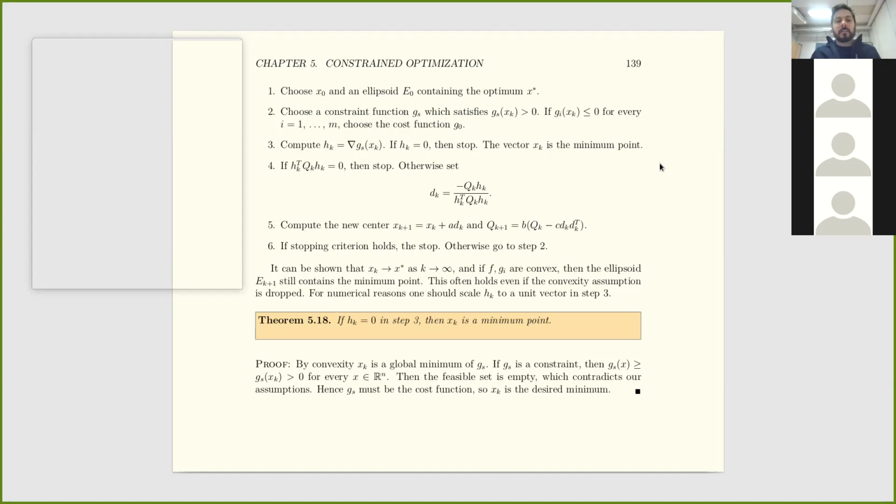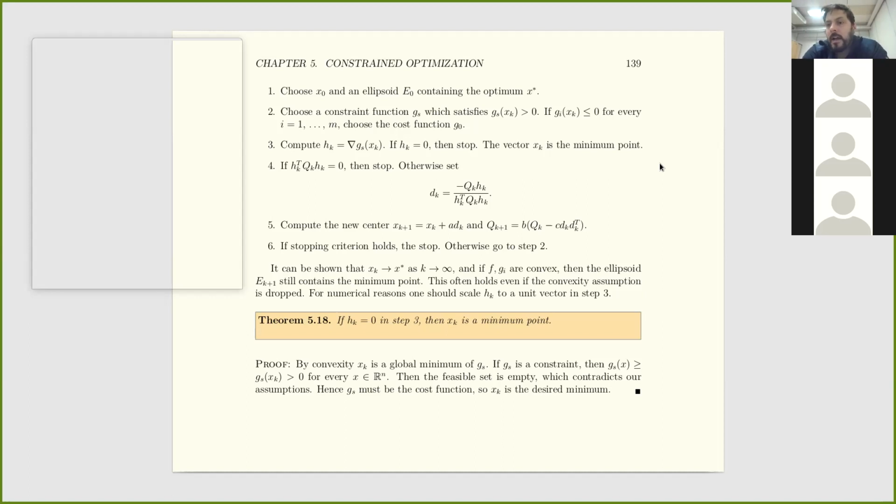And the point is very easy to prove, because if we chose one of the constraint functions and we found the minimum of it, if it violates, then the feasible set is empty and there is no minimum point. So obviously that's right. If it's a cost function, again, the cost function was convex. If we find a 0 of its gradient, then again, we have found the desired minimum.